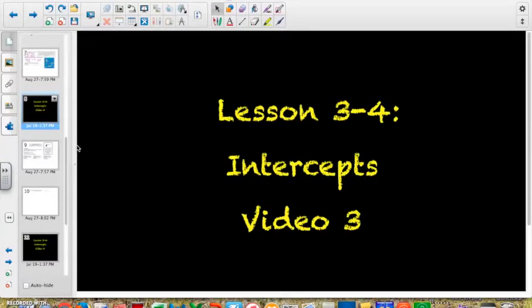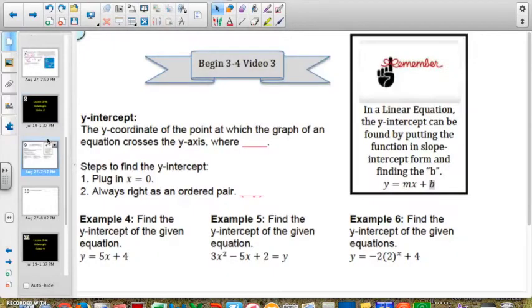Welcome to video 3 in our lesson 3-4 video series on intercepts. In video 2 we focused on finding the x-intercept algebraically. In video 3 we're going to focus on finding the y-intercept algebraically.